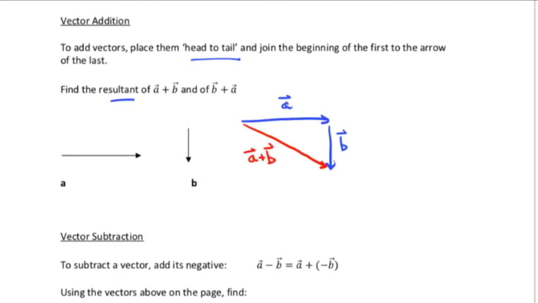Okay, let's do it in the other order. If I do B first, and then at the head of B draw A, then I get this. And notice that if I've drawn them carefully, the resultant of B plus A is the same as the resultant A plus B. So when you're adding vectors, order doesn't matter, just like when you're adding things arithmetically.